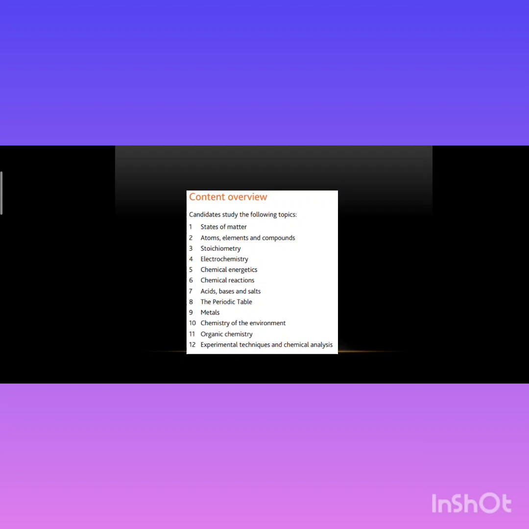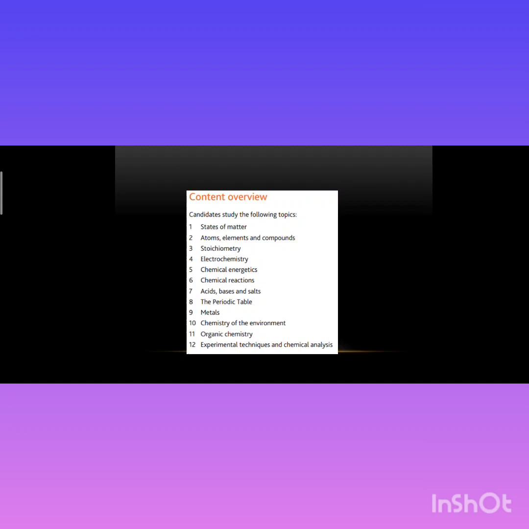Then comes the next chapter, that is acids, bases and salts, and it's a very vast chapter in which we are going to study about acids, about bases in chemistry, and about the product, that is salt, and its formation and its reactions as well. Then we have the periodic table.